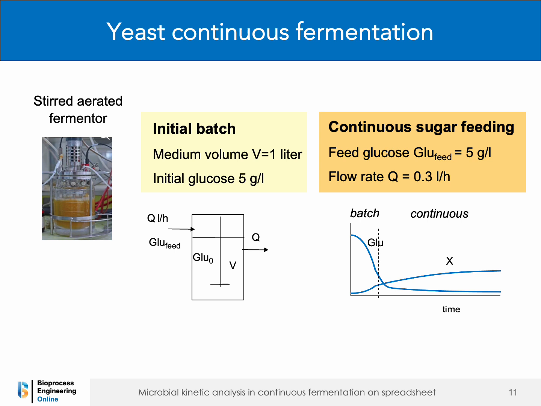Yeast production in continuous fermentation is carried out as follows. The process begins with a batch fermentation, where the fermenter initially contains 1 liter of medium with 5 grams per liter of glucose. After 4 hours of batch growth, continuous operation is initiated by starting the feed of fresh medium, also containing 5 grams per liter of glucose, at a flow rate of 0.3 liter per hour. Simultaneously, an equal flow rate of culture broth is withdrawn from the fermenter.